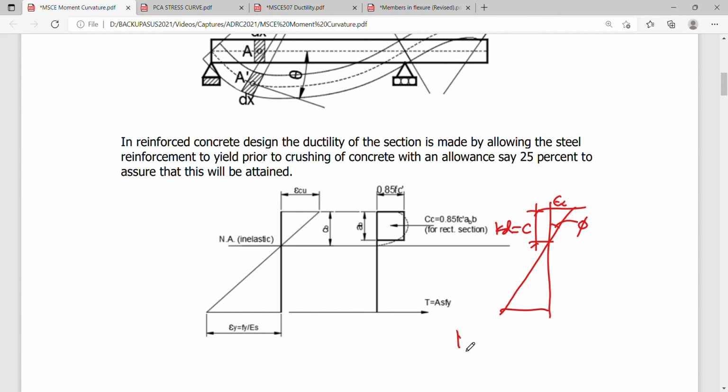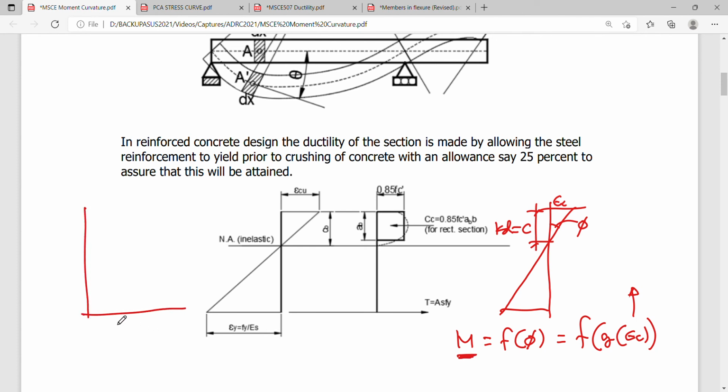So for a particular moment, let's say I will iterate on epsilon c, where this is a function of your phi, okay? And phi is a function of epsilon c. Whatever is epsilon c here will give you the value of phi. So this is again a function of epsilon c. Okay? So ganun lang ang gagawin nyo. So when I iterate epsilon c, I simply solve what is the value of the moment. So if you will do it manually, ganun lang. This is an epsilon, this is phi, this is moment.